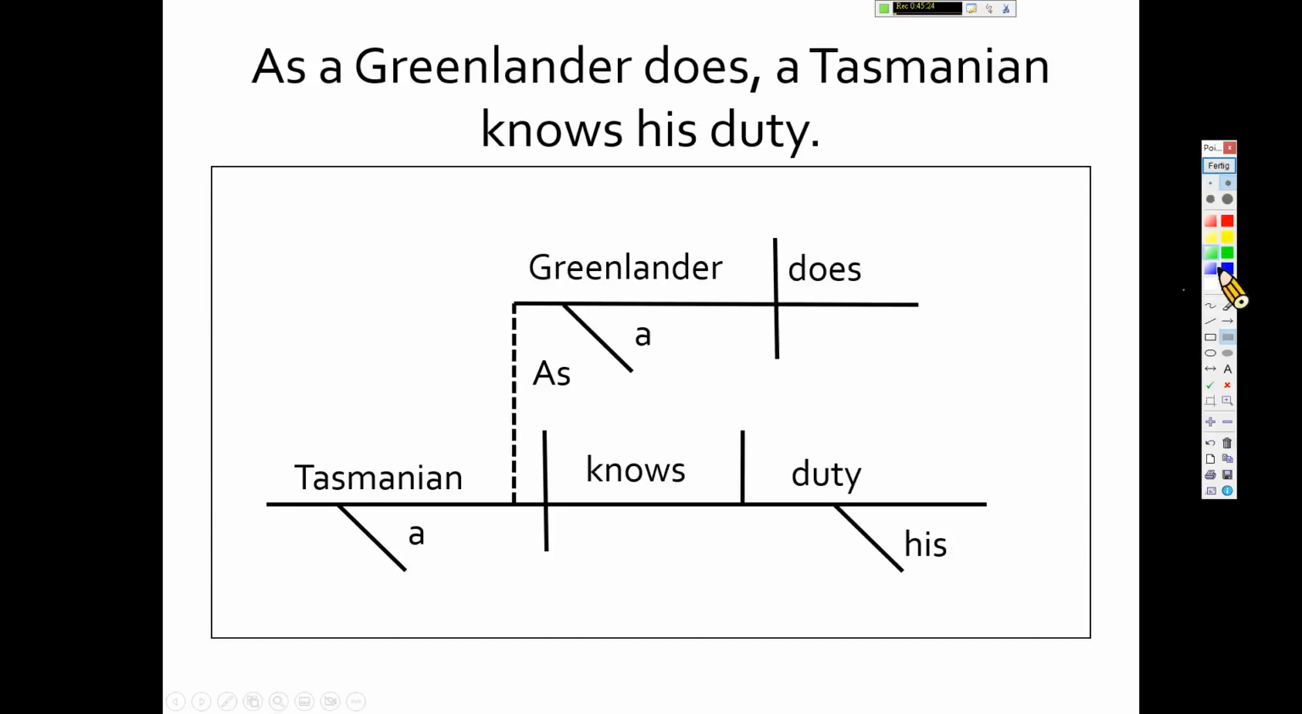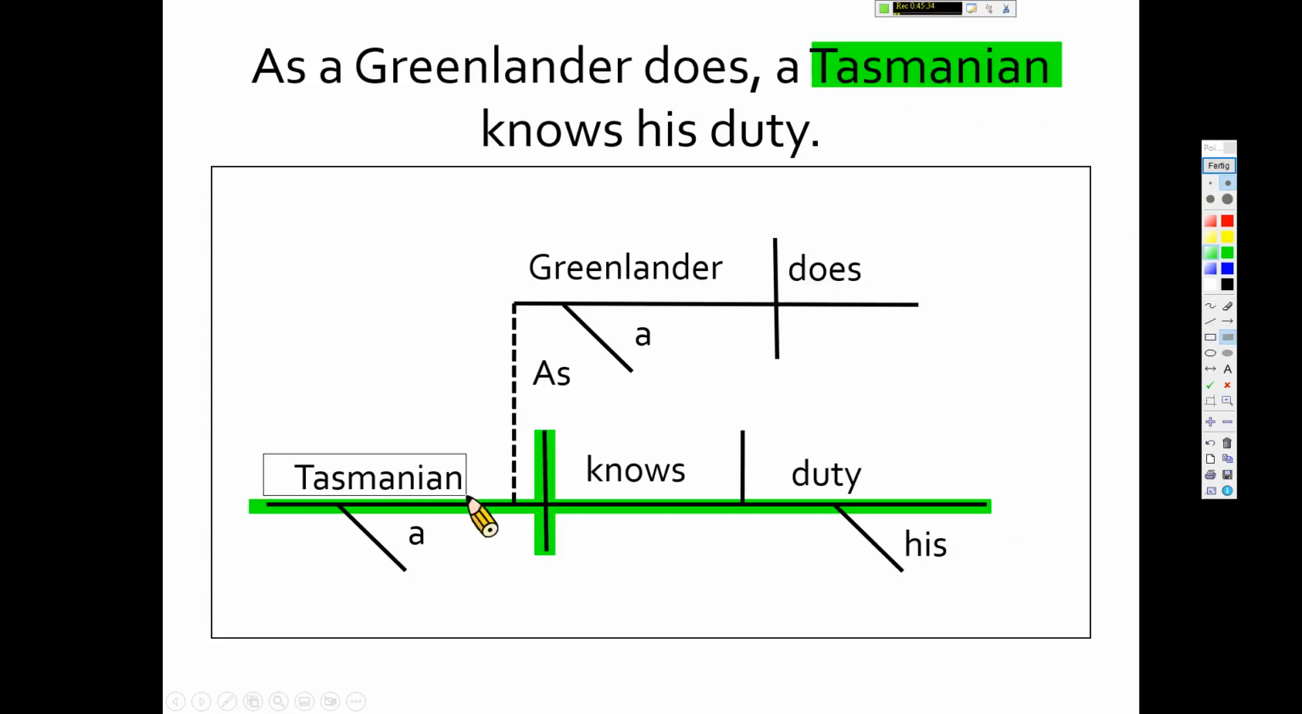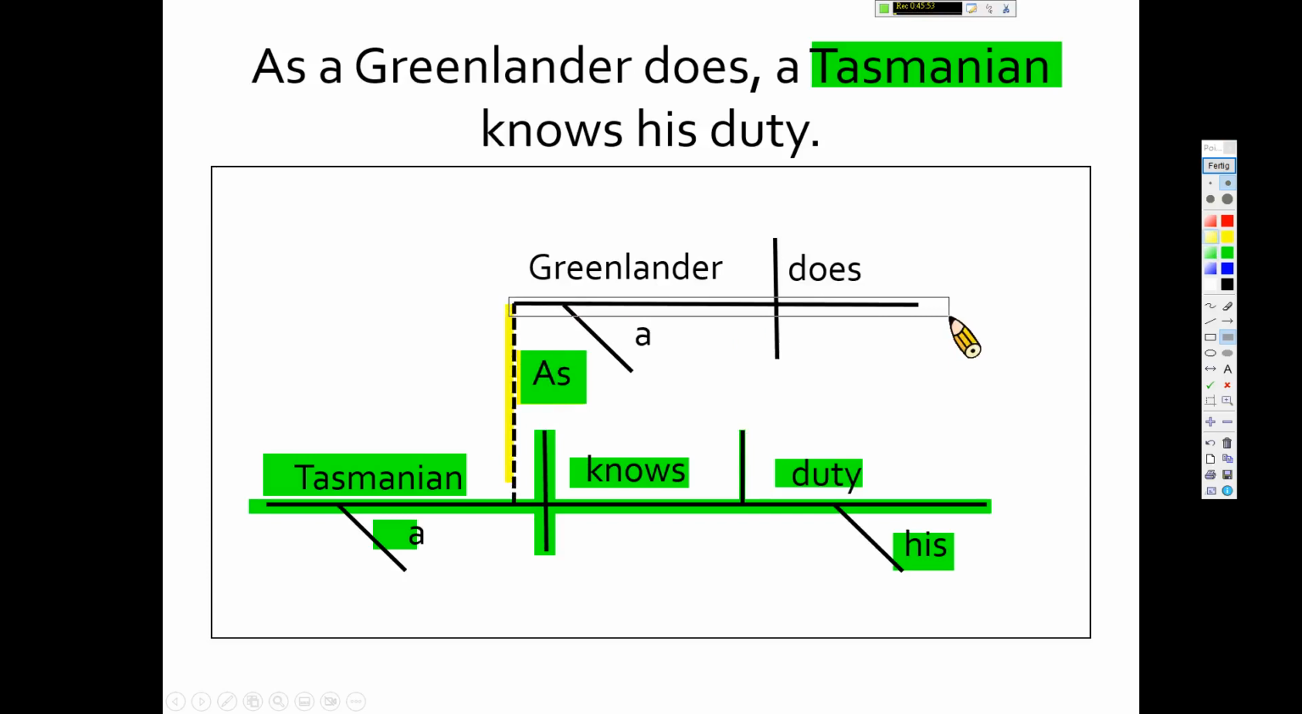So this is the primary structure, right? So we have main clause here and Tasmanian. Here Tasmanian knows his duty. Is that right? Tasmanian knows his duty. But as is connected with Tasmanian. So we have as here. As and followed with another clause here. Greenlander is the subject. Does is the verb. And we have a used to modify Greenlander.